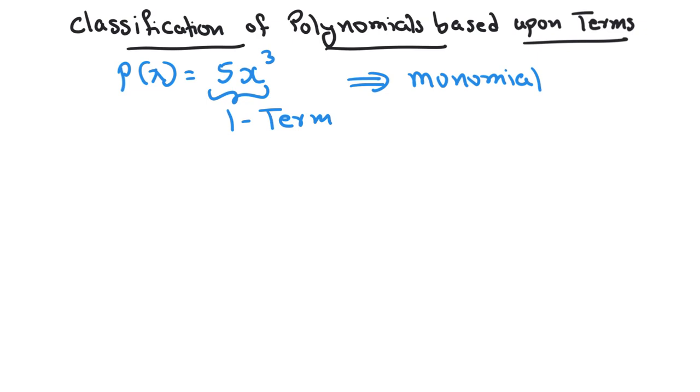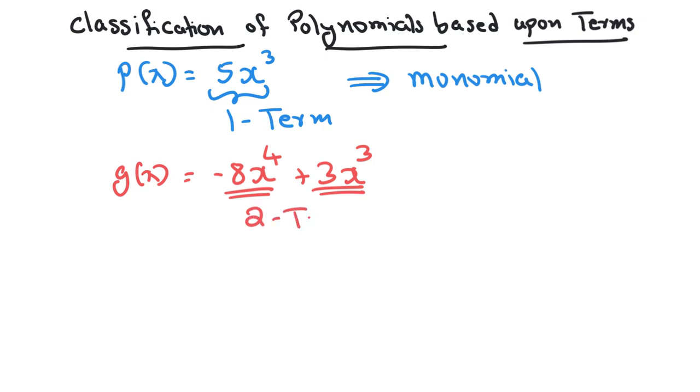Okay, let's look at another example. G of x is equal to minus 8x to the power 4 plus 3x cubed. Is this a polynomial? Yes. How many terms does this polynomial have? It has two terms. So a polynomial with two terms is called a binomial. Clear? Good. Let's take another example.